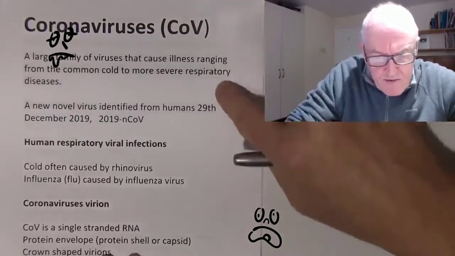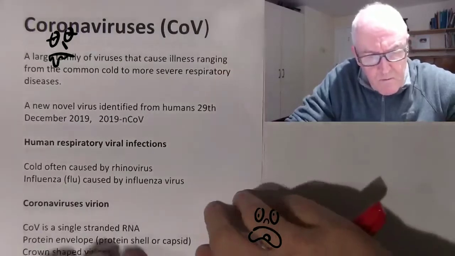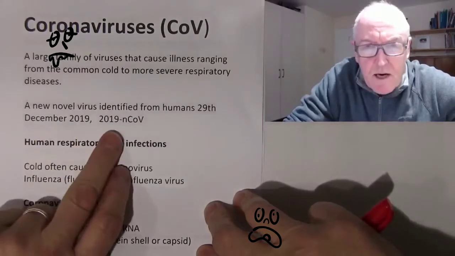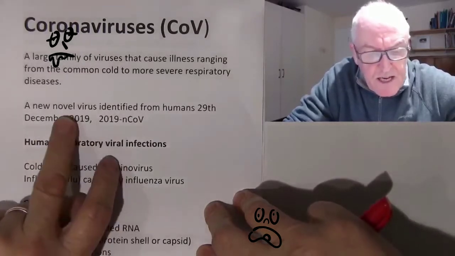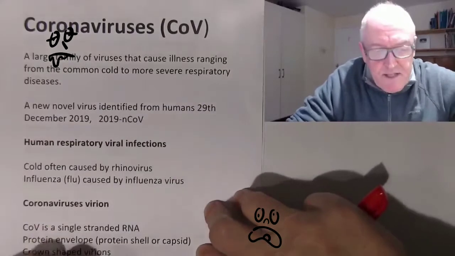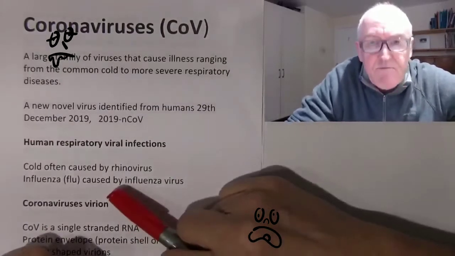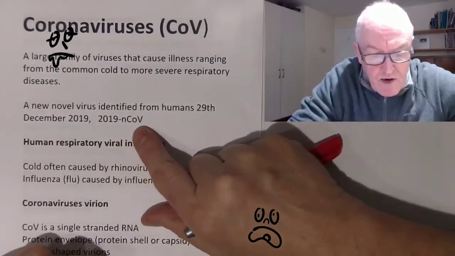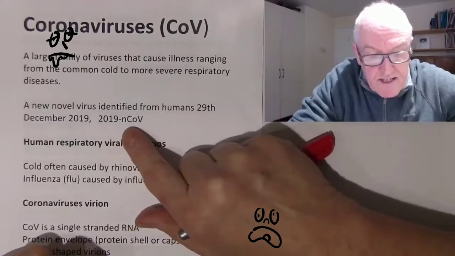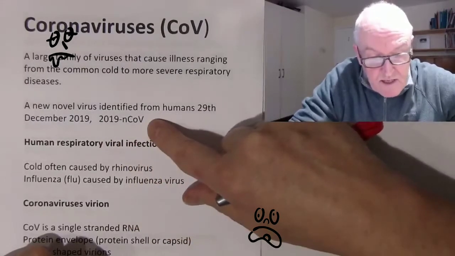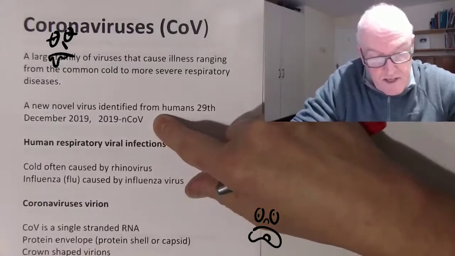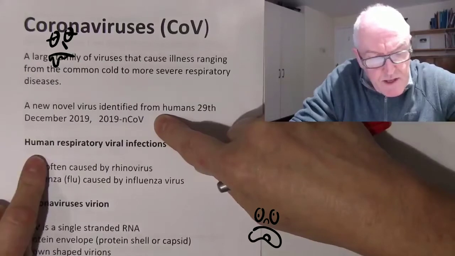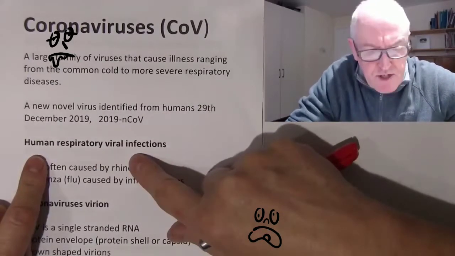Now, we've known about quite a few coronaviruses for a while. But a new coronavirus was identified in humans on the 29th of December 2019. And it was a novel virus. It is new, it hasn't been seen before. So for that reason, this virus was assigned this name, 2019 novel coronavirus. So 2019-nCoV. That's what it is. The novel coronavirus in 2019. And what it does is it causes human respiratory viral infections.